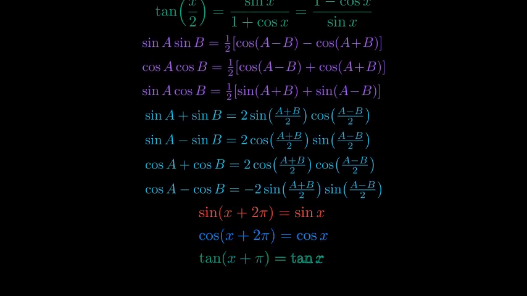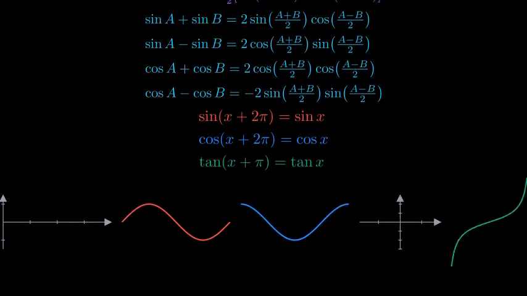Periodicity identities. Sine and cosine repeat every 2 pi. Tangent repeats every pi. That means sine of x plus 2 pi equals sine of x, cosine of x plus 2 pi equals cosine of x, and tangent of x plus pi equals tangent of x.